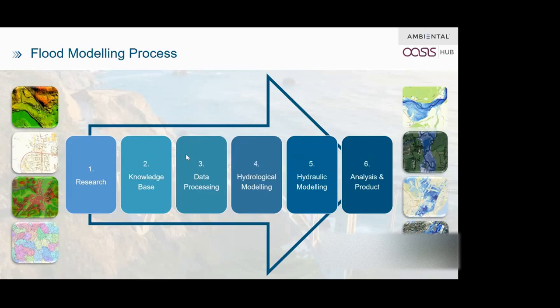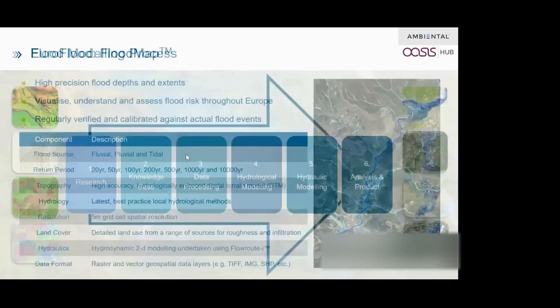So then finally, once the flood hazard maps have been built, they are subject to rigorous quality assurance inspections, both automated and manual, in order to validate the modelled outputs. The flood maps are also regularly verified against real flood events, which are identified as part of the research phase. So if we could move on to the next slide, please, Rob.